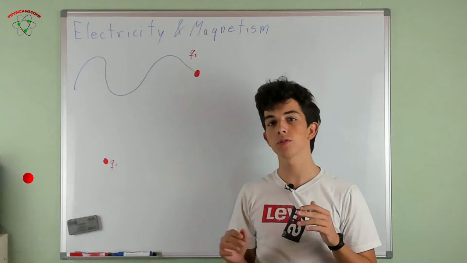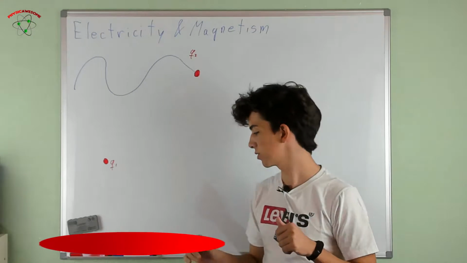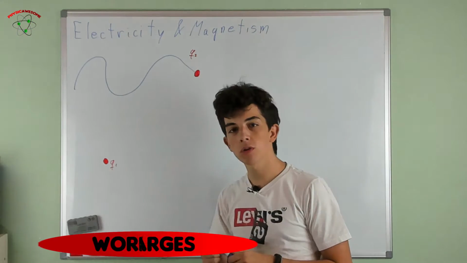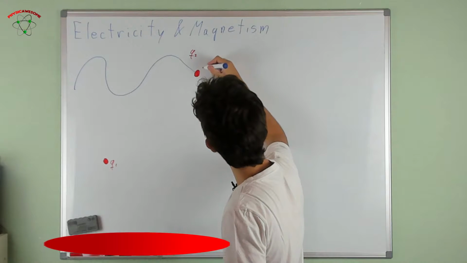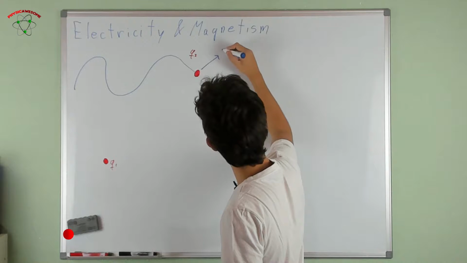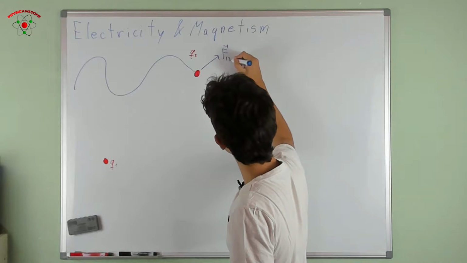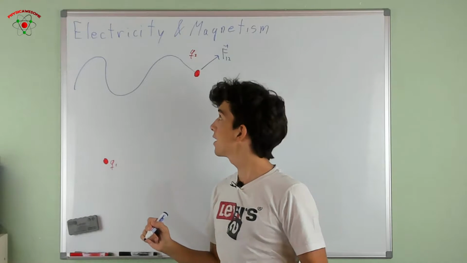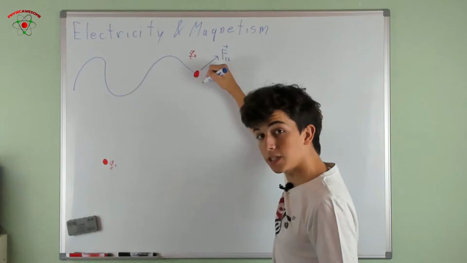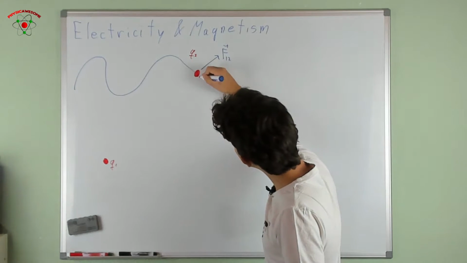Right, let's try to understand work for a moving charge. In this case, we're going to have a force in this direction. We can represent it over here. The force that charge 1 exerts on charge 2. And we are going to have a displacement in this direction.